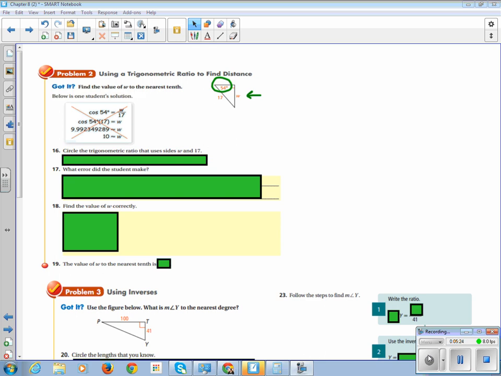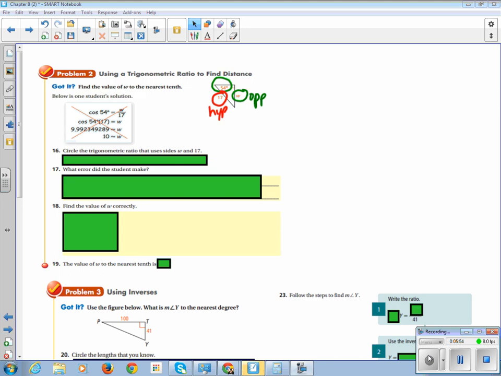So if we're focusing on 15, let's label, so 15 is like our angle A. So we're going to label our sides. W is opposite, and so yes, I'm down with OPP. And 17, is that the adjacent or the hypotenuse? Hypotenuse, because it's across from the 90 degrees. So we got a hypotenuse and an opposite.